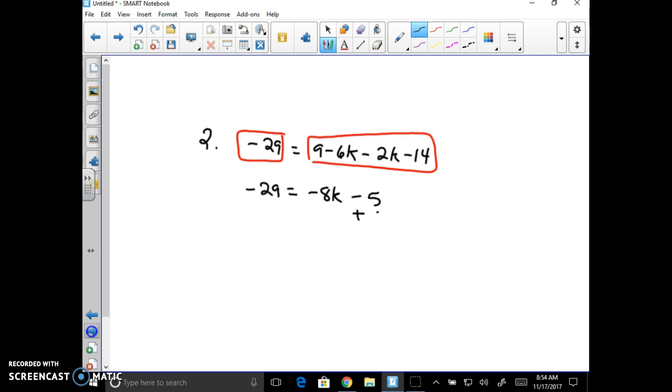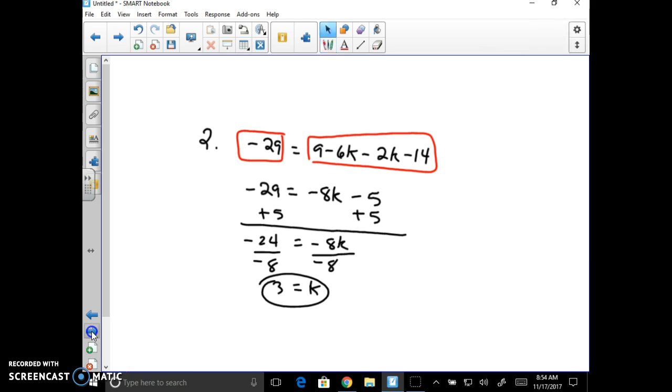So we want to add 5 to both sides. Gives you negative 24 equals negative 8k. Divide both sides by negative 8. And k equals 3. Make sure you check it because that's part of your homework.